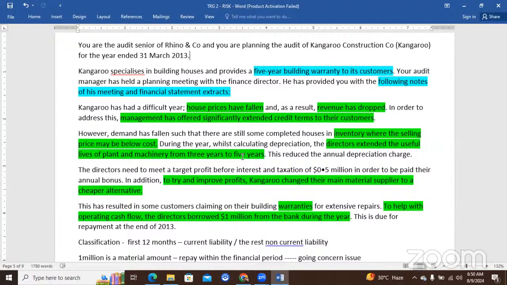Simply, you can't just revise the useful life. So now what is the risk here? There is a possible risk that management might revise useful life in order to overstate what? Profit. In order to overstate assets. So in order to overstate assets and profit, management might revise useful life.